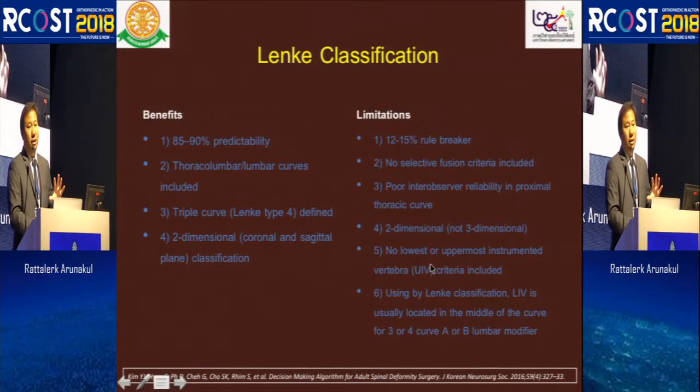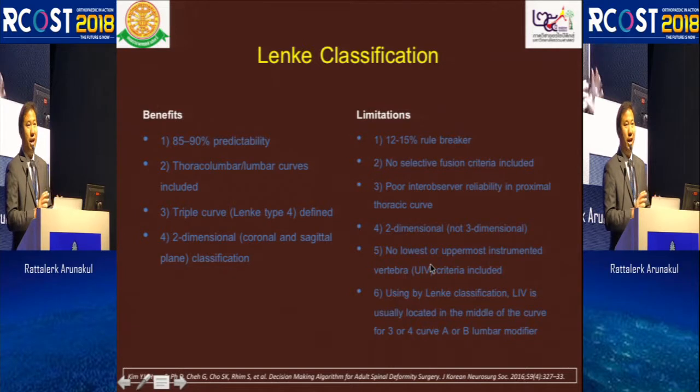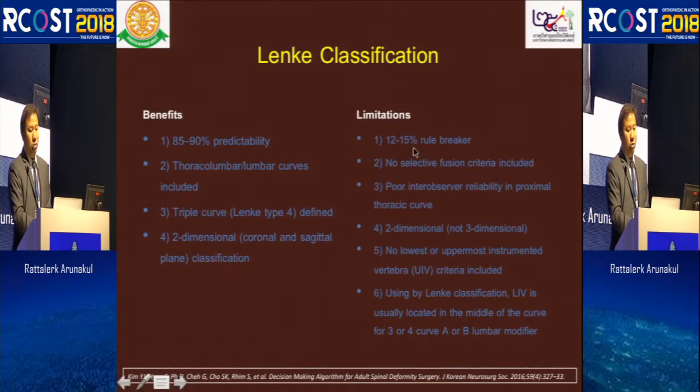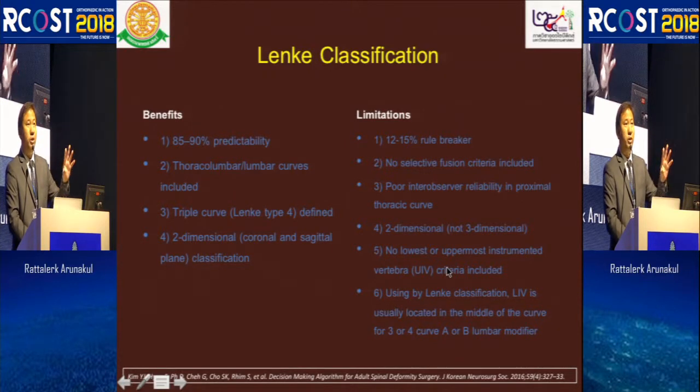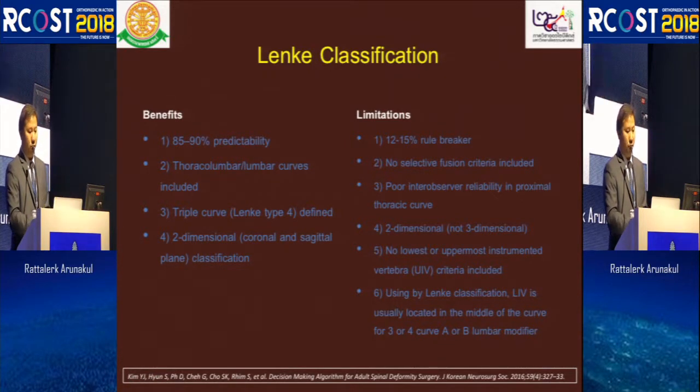But still, the Lenke classification has some limitations. For example, there are 12 or 15 rule breakers, where sometimes you think this is structural, but you don't fuse the entire curve, especially in the lumbar spine. No selective fusion criteria are included. There's poor inter-observer reliability sometimes, because there are many categories that you have to put in. And it's two-dimensional, not three-dimensional. They have coronal and sagittal, but they don't have the axial rotation.